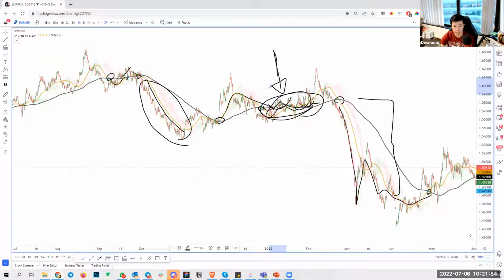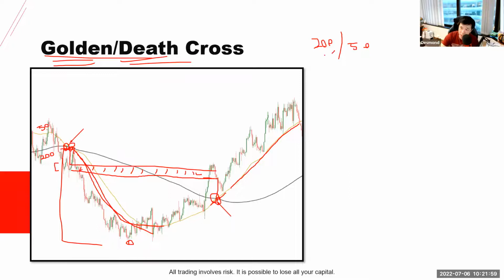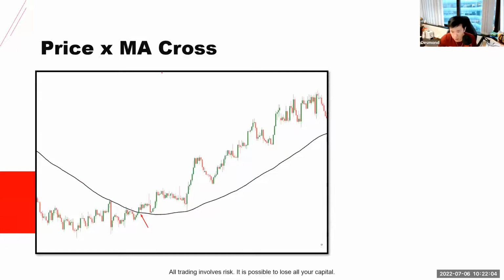Okay. Next thing I do want to teach you guys, I'll be showing you right now. On top of the golden and death cross, which uses the 50 and 200 moving average, is the price times moving average crossover. I know it sounds quite simple, right? Price, as you can see over here, crosses over the moving average very nicely. Then it goes on a nice little journey all the way up, all the way up, as you can see over here. This doesn't happen all the time, but it happens enough, right? Moving average crossover, you take a trade, it goes all the way up, right?